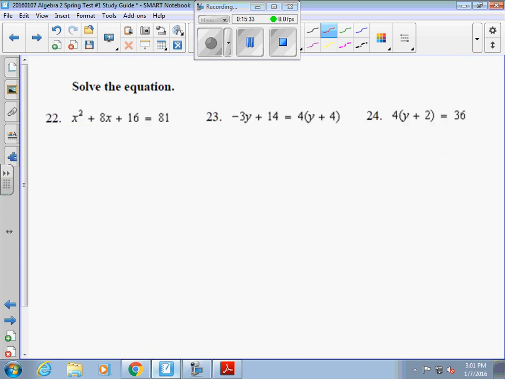We're solving these equations. These are just getting values for x now. So x squared plus 8x plus 16 is equal to 81.